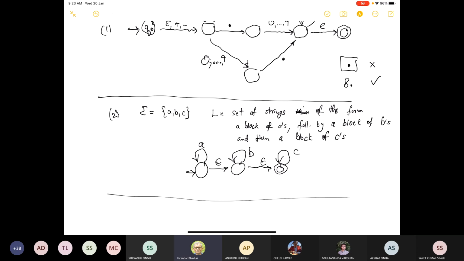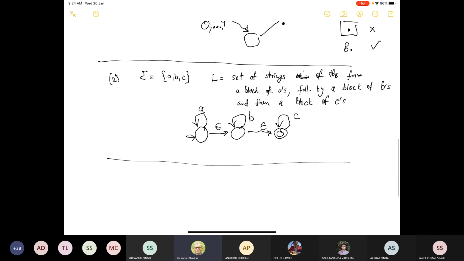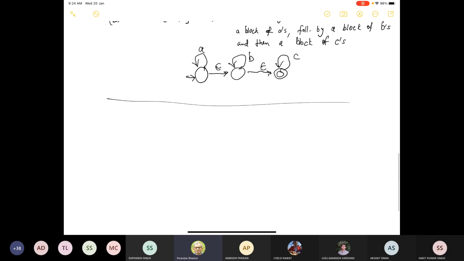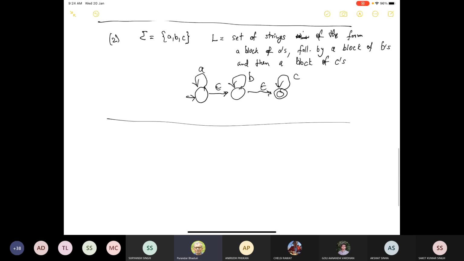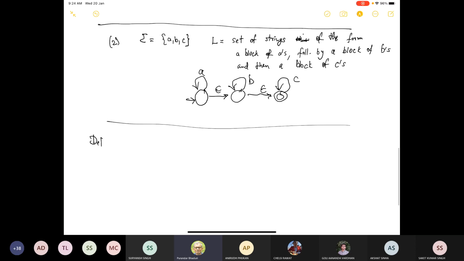Right? You can come up with a DFA for this, but then you have to take care of the fact that the empty string also belongs to the language, because each of these blocks could be empty, right? So all that is taken care of by these epsilon transitions. Anyway, we have seen these two examples, and that is enough. So let me just come to the formal definition.